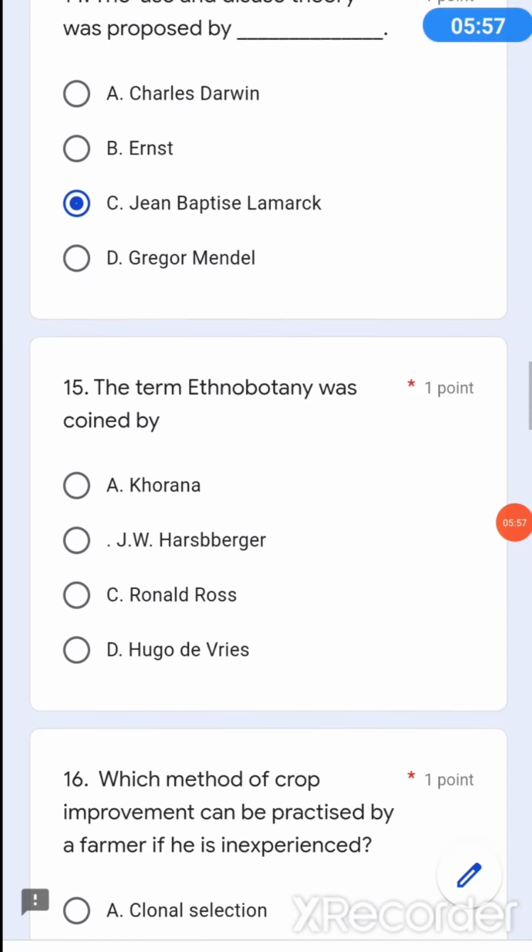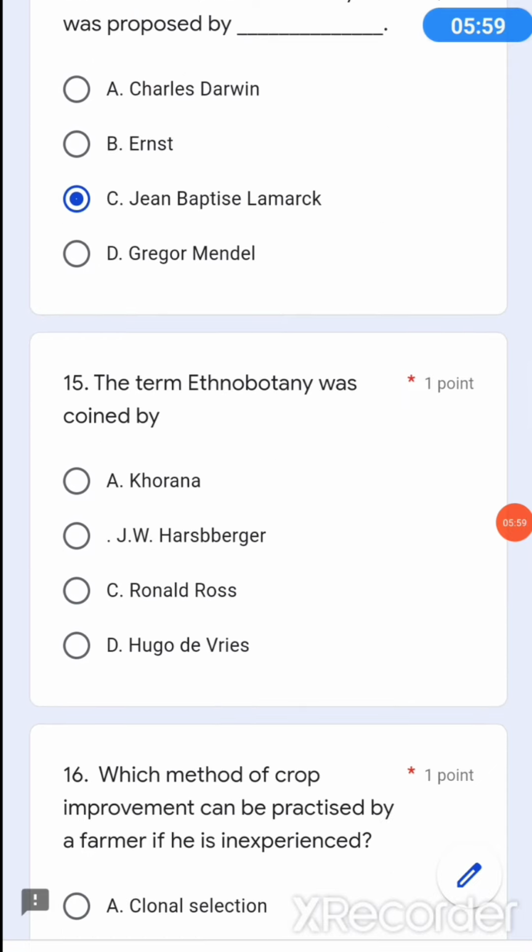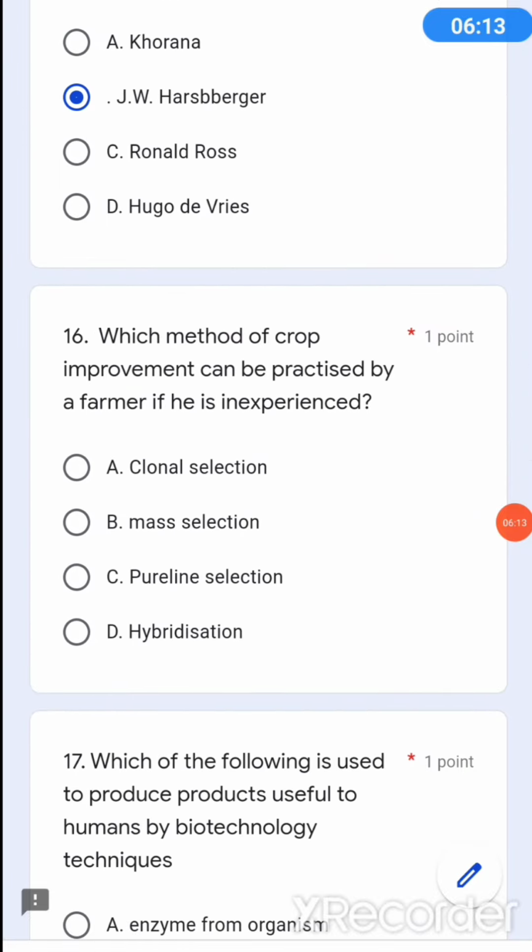15. The term ethnobotany was coined by J.W. Harshberger.